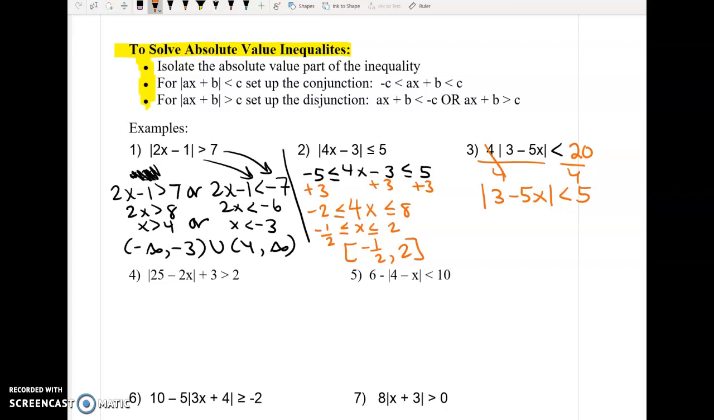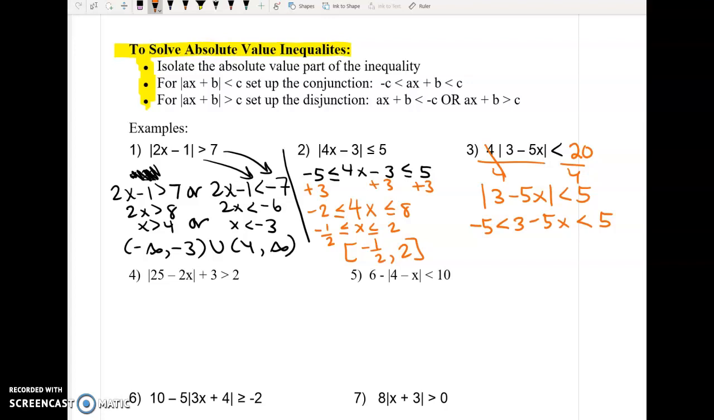Less than. So we are doing "and." We are putting our expression inside the absolute value between 5 and negative 5. If it had an equal to, we would put an equal to over here, just like this one was equal to, so both of them are equal to.